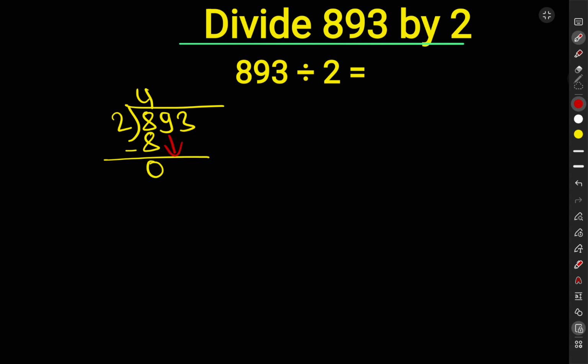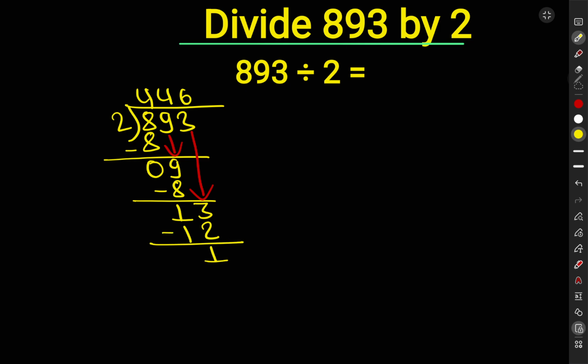So now we put down this 9 and 2 times 4 is 8. On subtracting we get 1. So again we put down this 3 and it is 13. So 2 times 6 is 12. On subtracting we get 1.